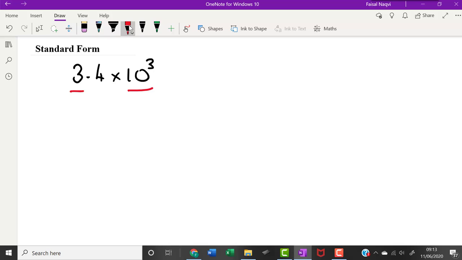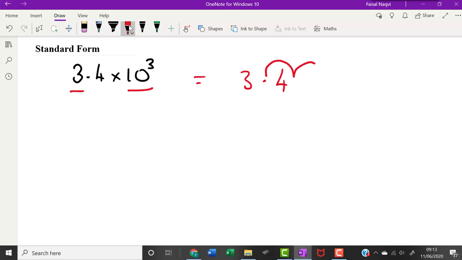So what does this mean? 3.4 times 10 to the power 3. Well, 10 to the power 3 means 10 times 10 times 10, which is 1,000. So it's 3.4 times 1,000. If I multiply 3.4 by 1,000, then my decimal point is going to move 3 spaces.